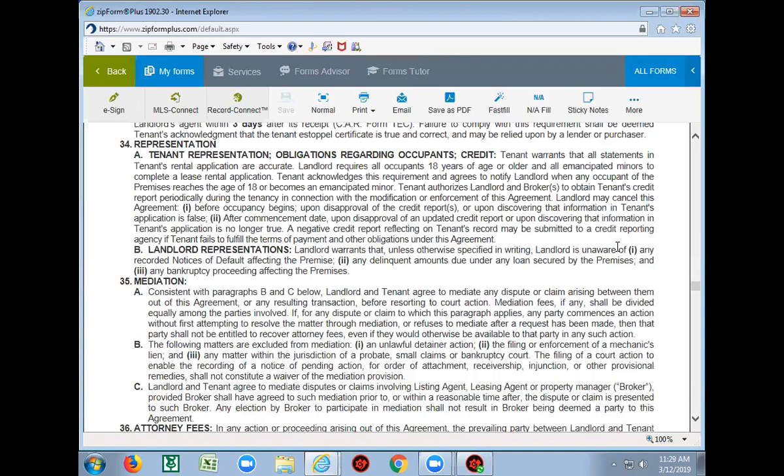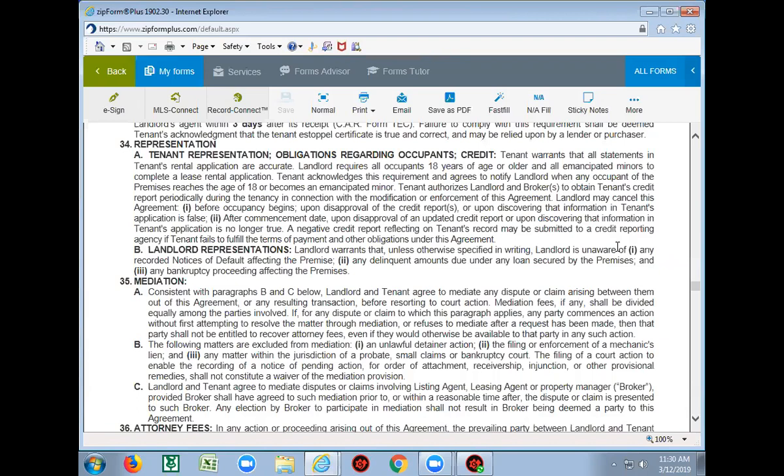The tenant representation obligation regarding the occupant credit. So tenant warrants that all statements in the tenant rental application are accurate. Landlord requires all occupants 18 years of age and older, and all emancipated minors, to complete a lease rental application. So anybody who is 18 years old, you have to complete the lease agreement. Tenant acknowledges this requirement, and agrees to notify landlord when any occupant of the premises reaches the age of 18 or becomes an emancipated minor. Tenant authorizes the landlord and broker to obtain tenant's credit report periodically during the tenancy in connection with the modification or enforcement of this agreement.